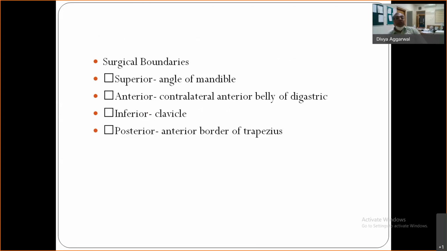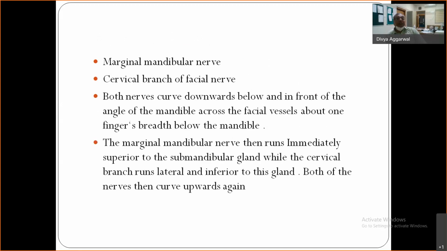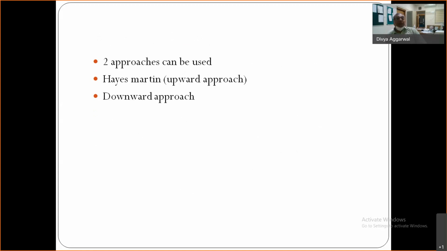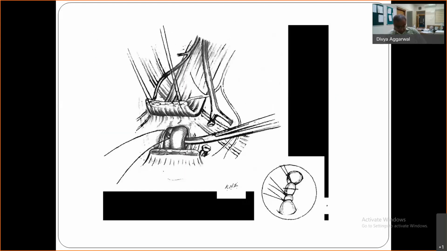Now, I won't go into the details of the surgery because time would not allow me. Surgery, you can go through either in the textbook, still Maran or this thing. I won't go into these.